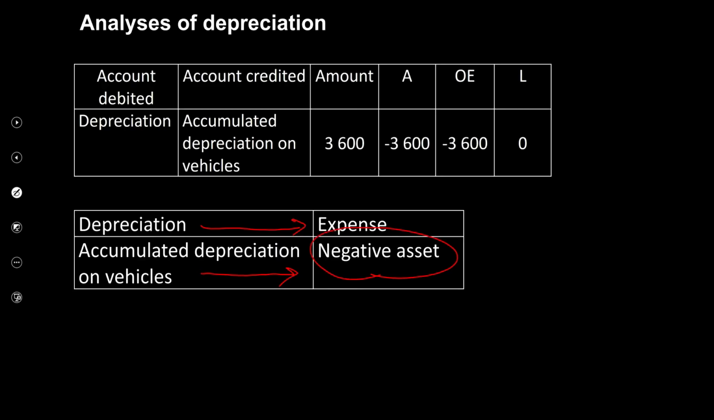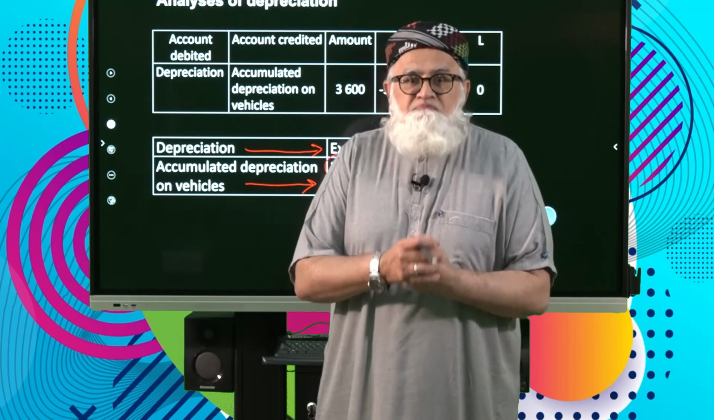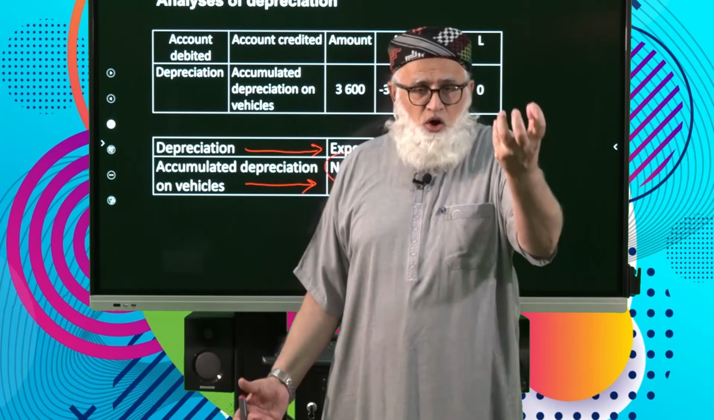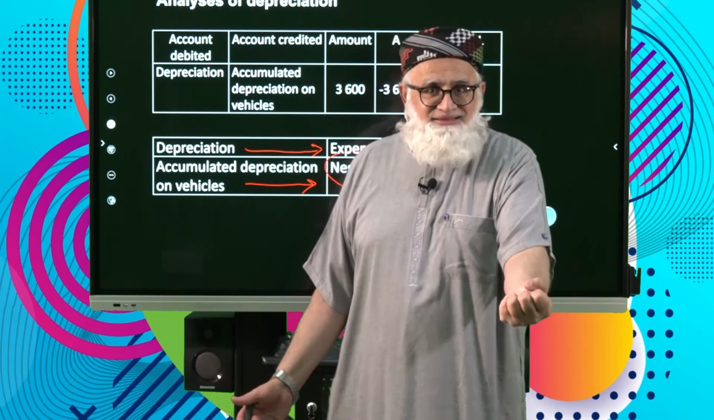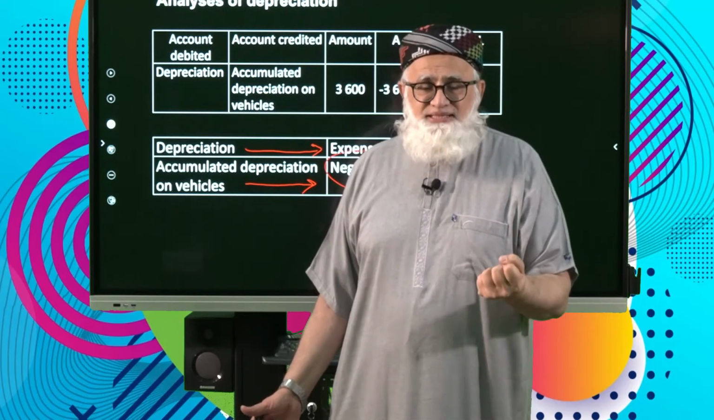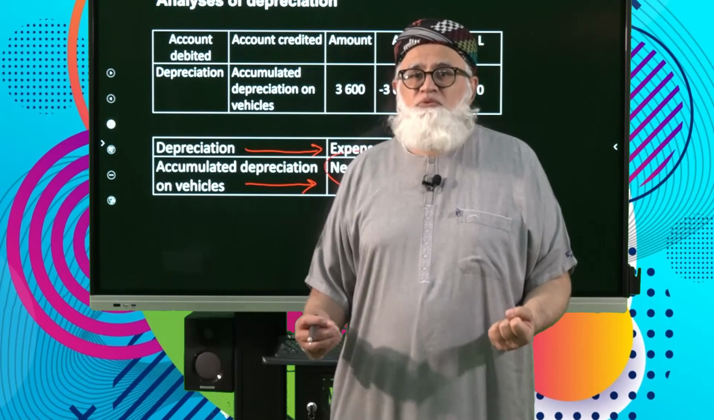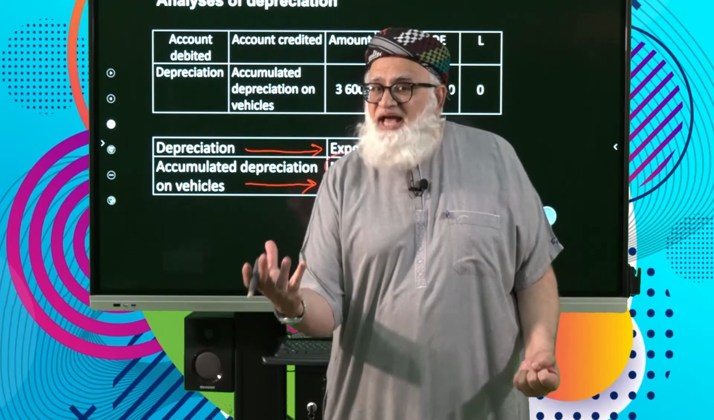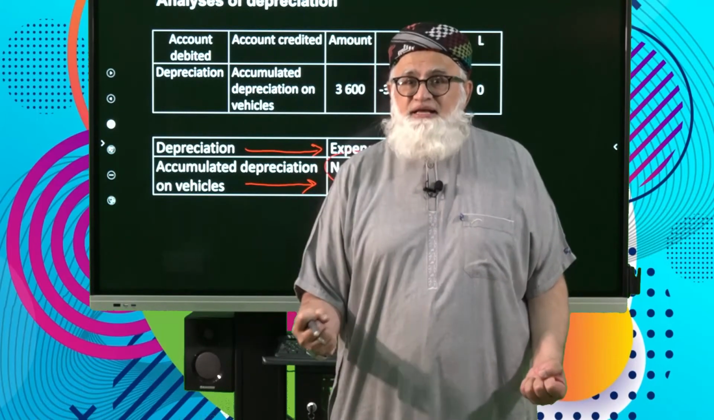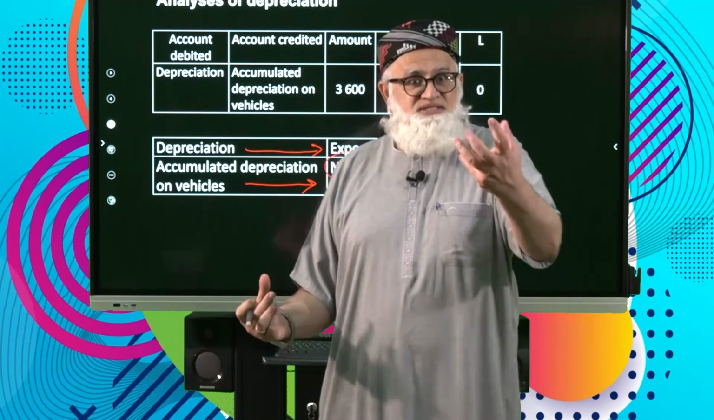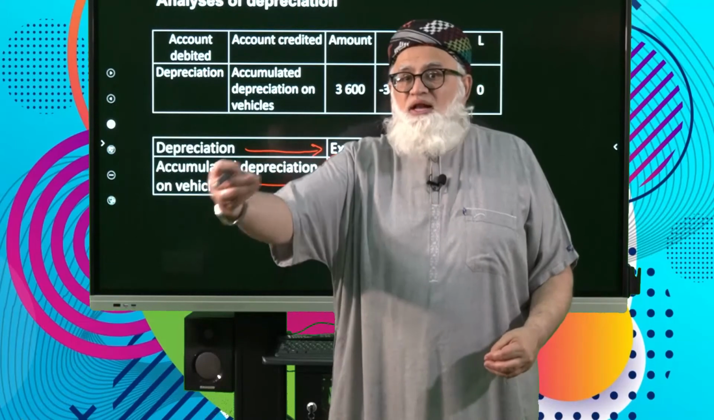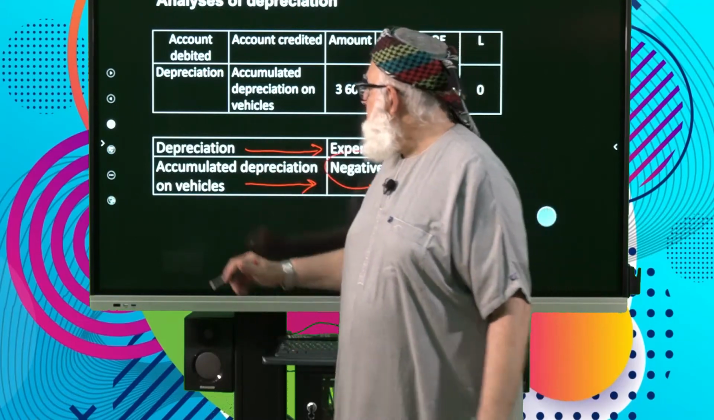Allow me to explain a negative asset one more time to you. A negative asset means every asset has two components. Original cost, which was 100,000, is the cost price. To date, accumulated depreciation, 60,000, that's the part of the asset that you've utilized already. So that's a negative asset. What's its carrying value? Cost price minus accumulated will give you carrying value.